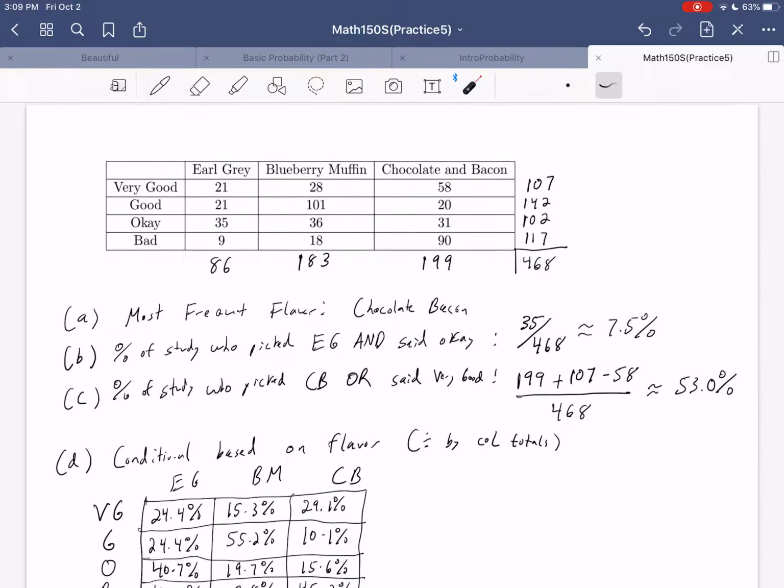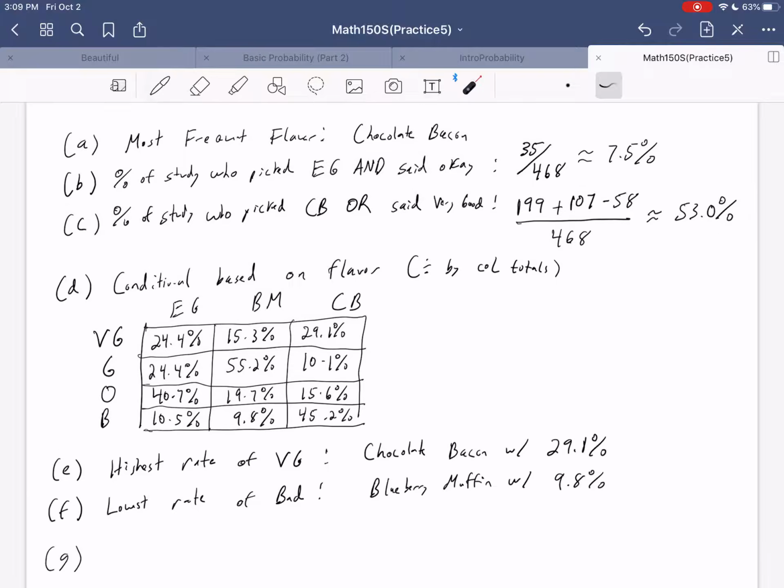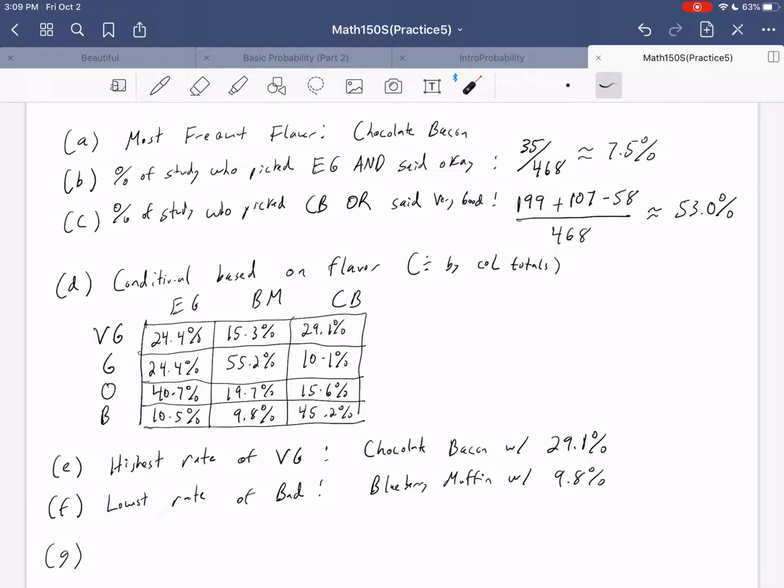What about this Earl Grey flavor? Well, Earl Grey had some positive things. I mean, it was second in very good. It was second lowest in bad, so those are good signs. Notice it had a high percentage of okay, which is probably not something we're really looking for. We don't really want to be known as the okay ice cream parlor.